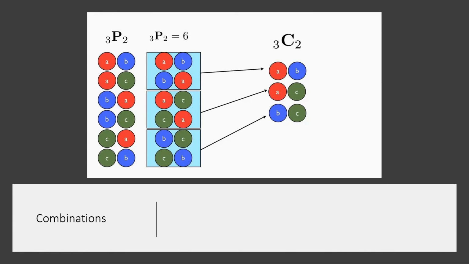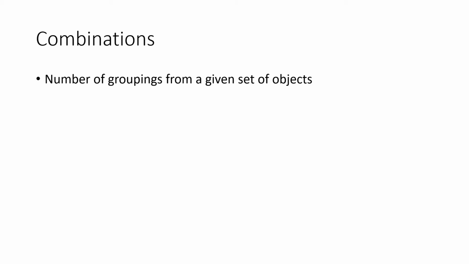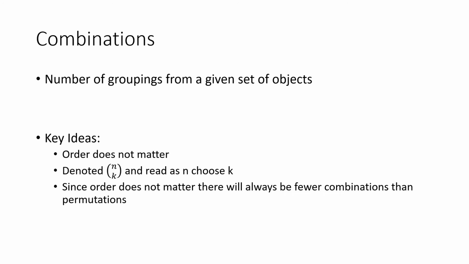Alright, now let's talk about combinations. Combinations are the number of groupings from a given set of objects. Some key ideas to remember about combinations are: order does not matter. It is denoted like this, and read as n choose k. Since order does not matter, there will, for the most part, always be fewer combinations than permutations.